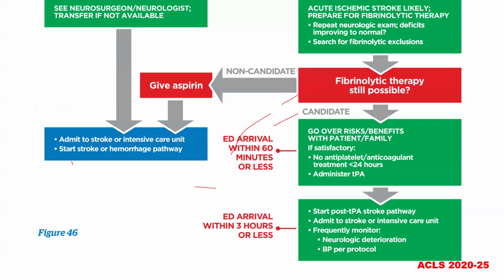Frequently monitor neurological deterioration, especially when you're doing TPA, and blood pressure per protocol. So you have to have the protocol ready so that all the nurses and the providers can follow. If the patient is not eligible for fibrinolytic therapy, give aspirin, admit to stroke and intensive care unit, and follow the stroke or hemorrhagic pathway. This concludes the talk on ACLS Part 2.